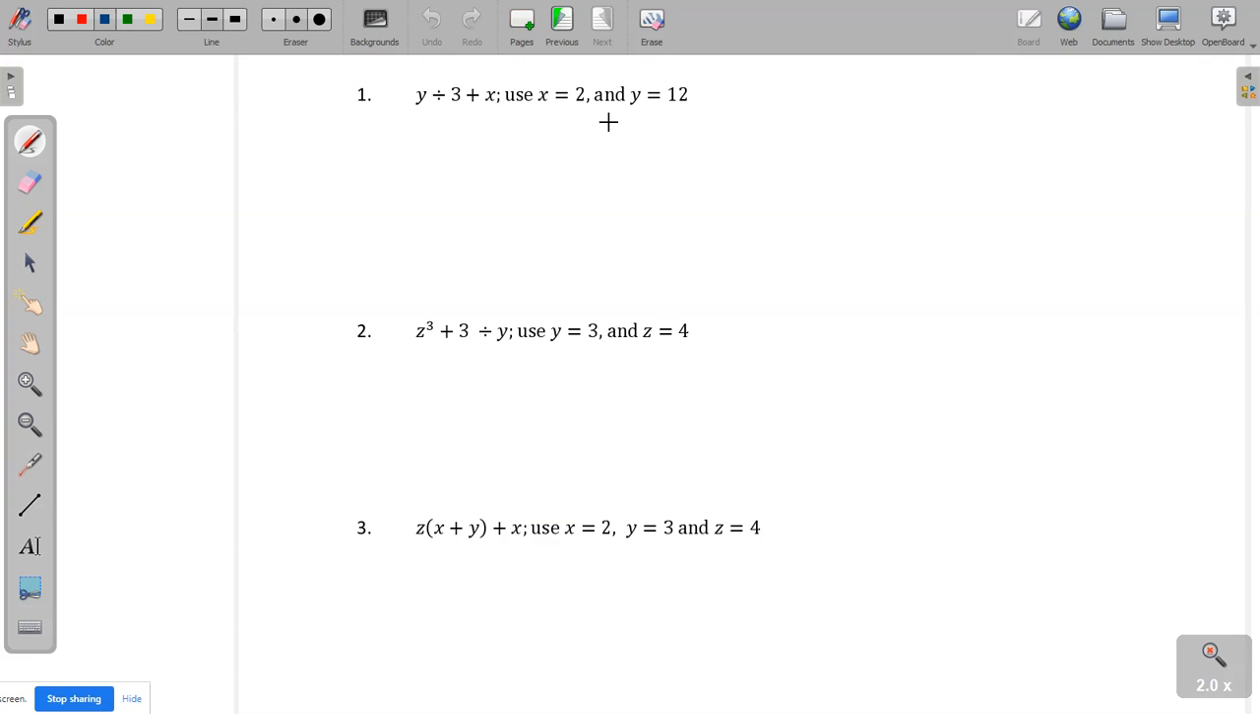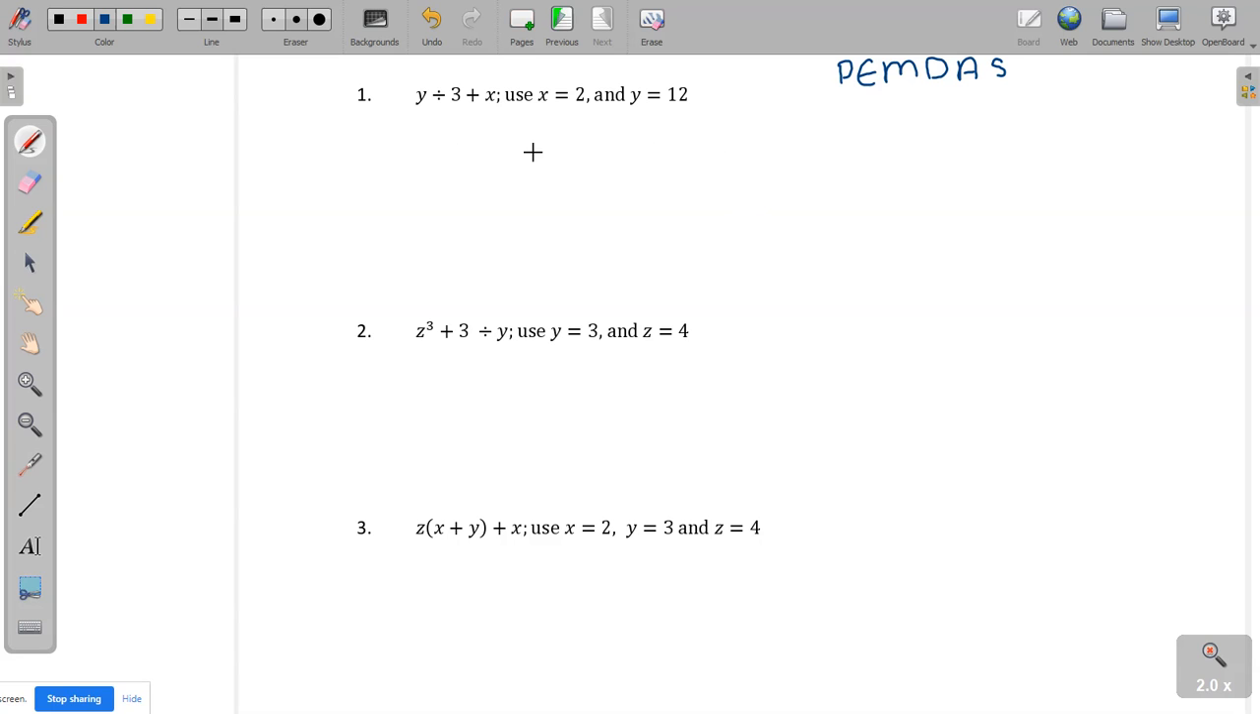Okay, now let's look at some more problems that are going to involve PEMDAS. So don't forget, PEMDAS is please excuse my dear Aunt Sally. So the order of operations.